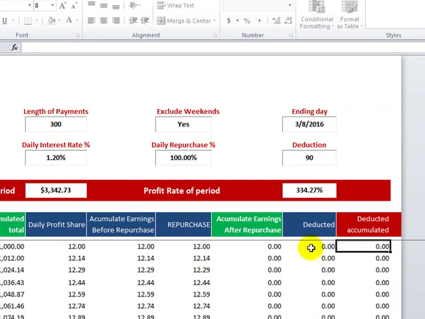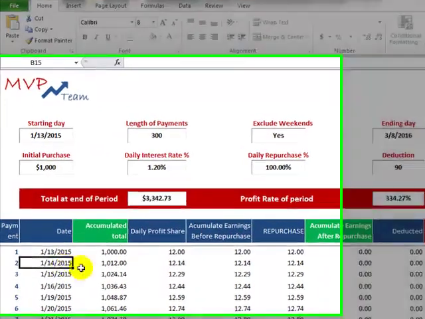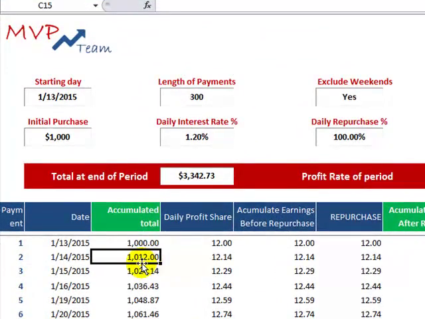Deduction, nothing over here. You won't see anything in these two columns until you get down to the 91st payment, okay? Because each payment lasts 90 days. So on day 2, January 14, the total now goes to $1,012 because we took this $12 and we purchased more. So you're going to get 1.2% of $1,012, so it'll be $12.14, okay?